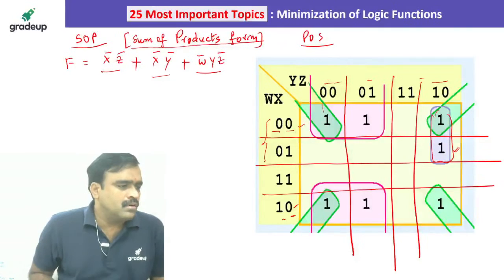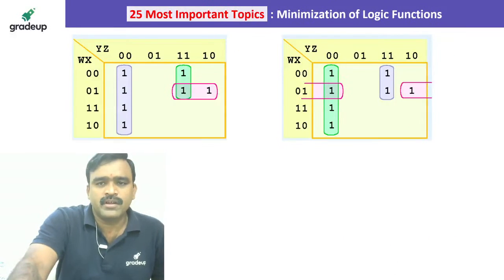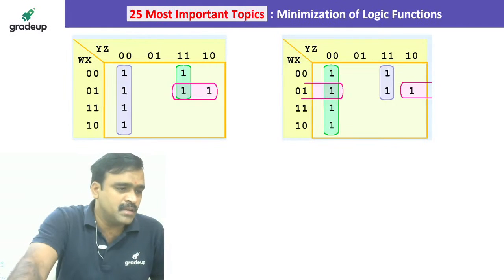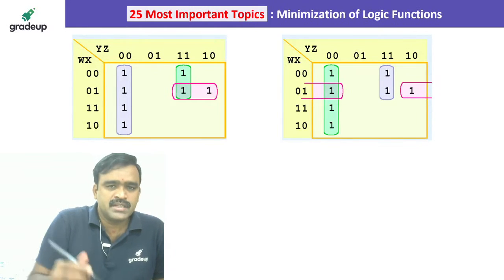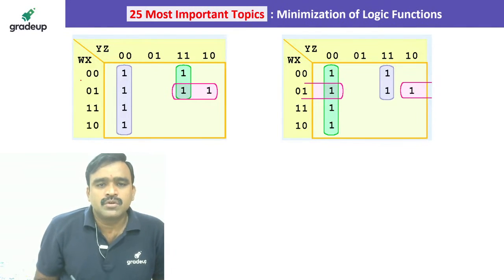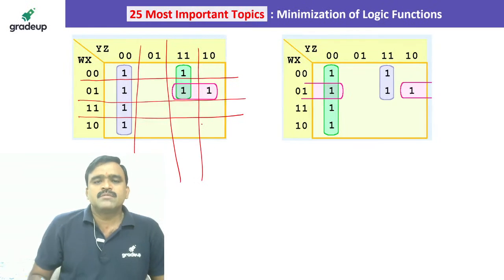Okay, so now let us go for another example. I hope you are following. Sometimes multiple expressions also will come out. This is one example for that. So 2 4 variable KMAPs I have shown side by side here. So there is a possibility of getting multiple results. So these are the minterms producing ones.